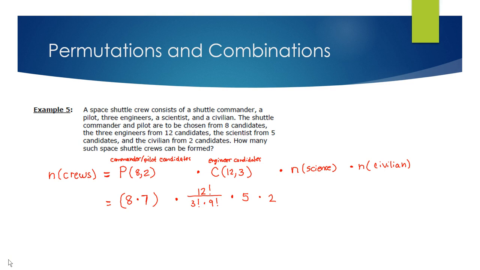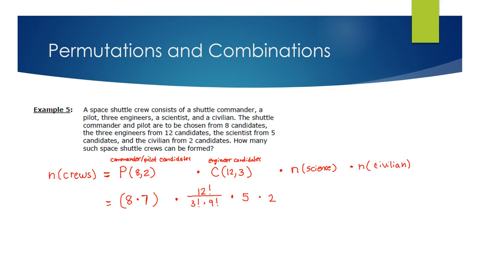And I got that 8 times 7 because if I do the permutation and have 8 factorial over basically 6 factorial, that's going to take away all the numbers from 8 factorial except the 8 times 7. They're going to all cancel out. When I look at the combination of 12 and 3, I'm going to have 12 factorial over 3 factorial times 9 factorial. I'm going to multiply that by 5 because it's the number of scientists I have to choose from, and times 2 because that's the number of civilians I have to choose from.